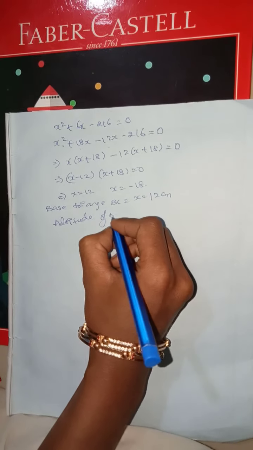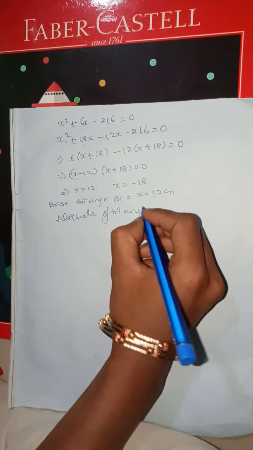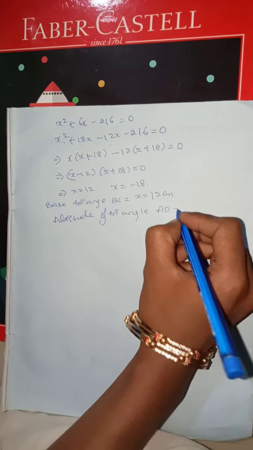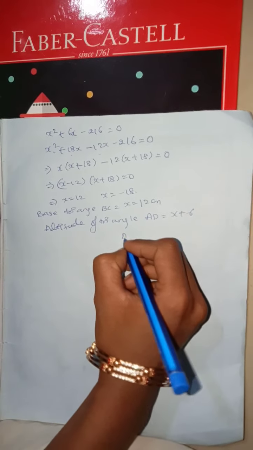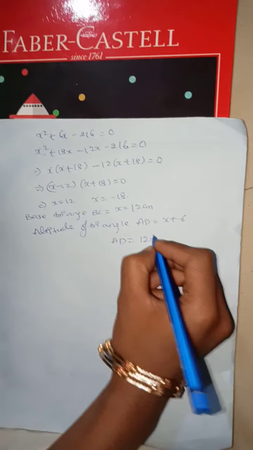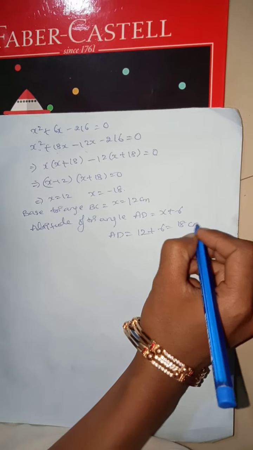After getting the value of x, you just have to substitute it and keep it in the last step. The altitude of the triangle AD is equal to x plus 6. Then x is 12, so 12 plus 6 is 18 centimeter.